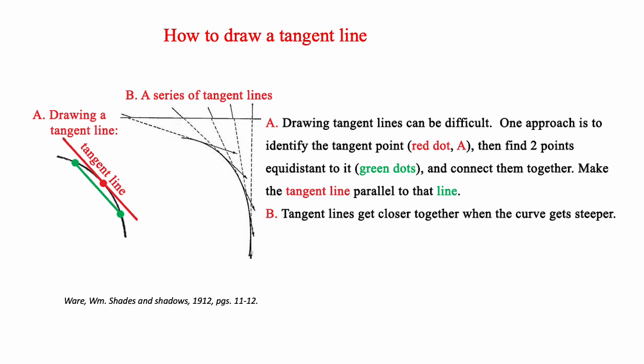The most important line with circular forms is the tangent line that touches a curve at a single point. It separates the area receiving light from the area without light, so it's essential to shadow casting.